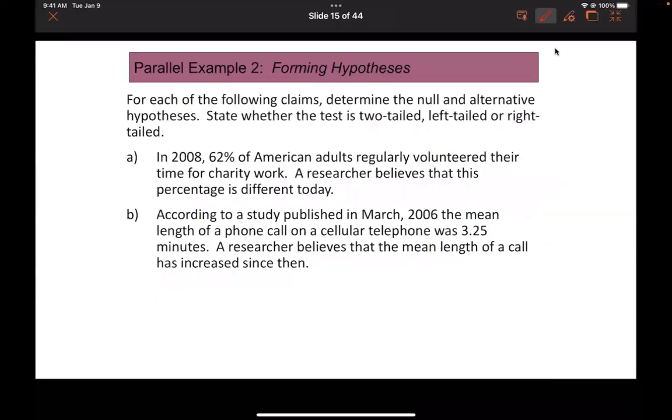According to a study published in March 2006, the mean length of a phone call was 3.25 minutes. A researcher believes the mean length has increased since then. So it thinks it's greater than. At least this is different than the skew. Remember, the skew was like opposite of what you think. This is exactly what you think. Greater than goes to the right because bigger is to the right on the number line. So this is a right-tailed test.